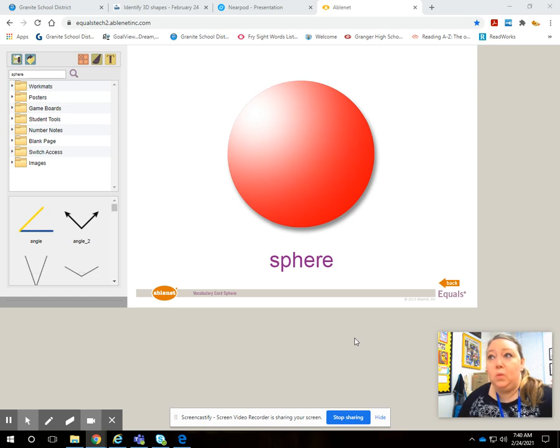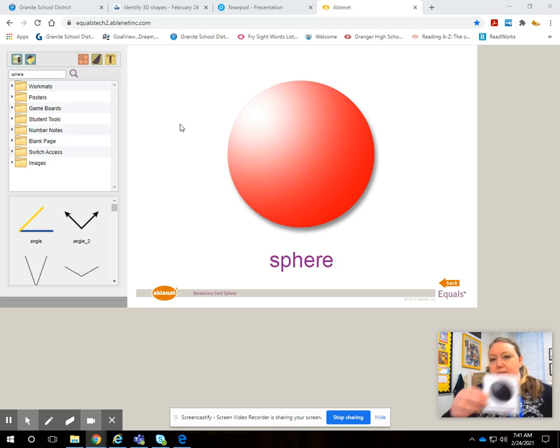So we're going to start right here with the sphere, okay? Now a sphere looks like a circle kind of, but you can see that they've put some highlight on here to show that it has depth, right? So some different examples of a sphere might be, and I hope you can see this in the picture, here's a picture of a beach ball. A beach ball is a sphere, okay?